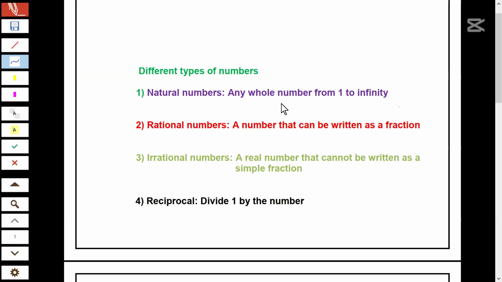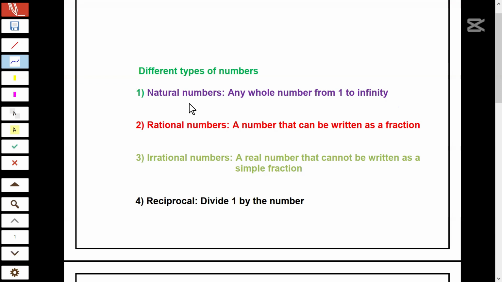Now, what is a natural number? A natural number, any whole number from 1 to infinity is regarded as a natural number, excluding 0. A natural number can also be called a counting number. Now, 0 is excluded from this group of numbers.